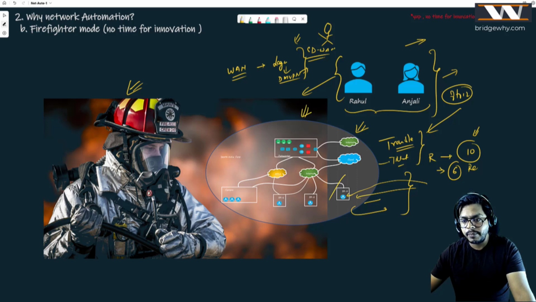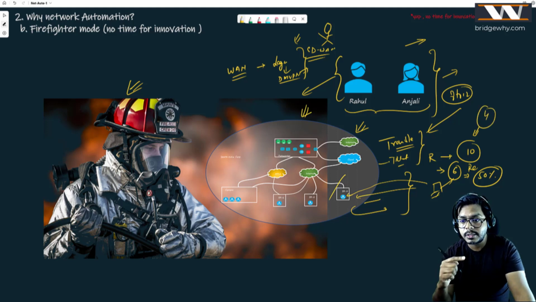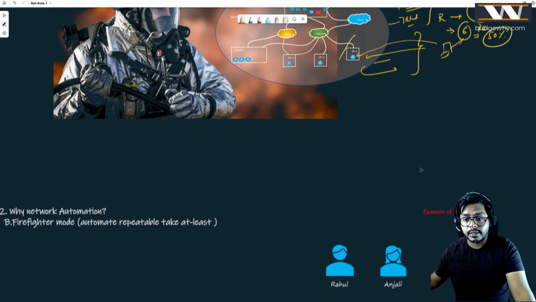Can we ask help from a machine who can do these 6 tasks repeatably every day? And suppose these 6 tasks take maybe 50% of Mr. Rahul's time. If that is the case, then the 50% means 4 hours you are saving by just automating that repeated work. You do not believe? Don't you believe? If you don't believe, then see this, right?